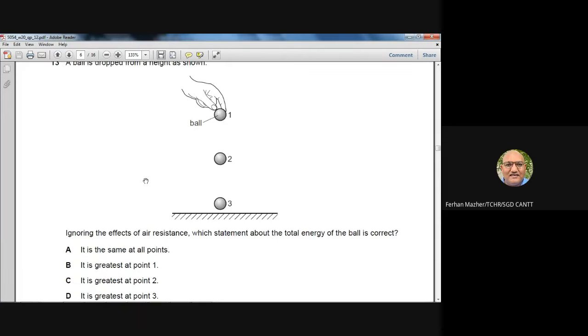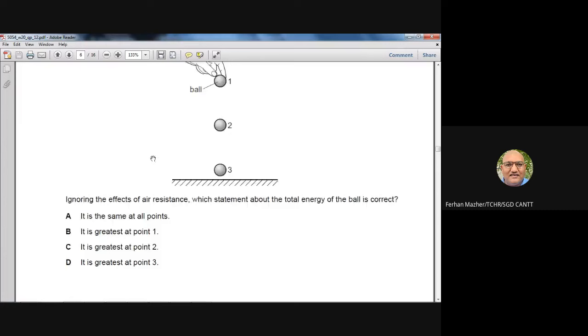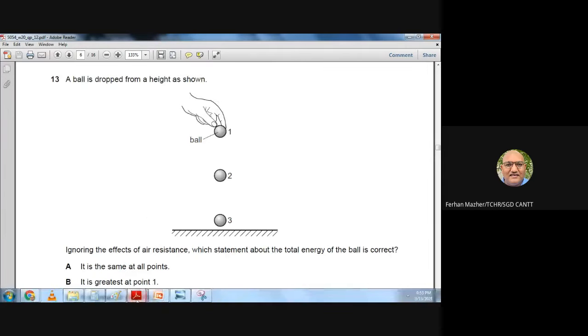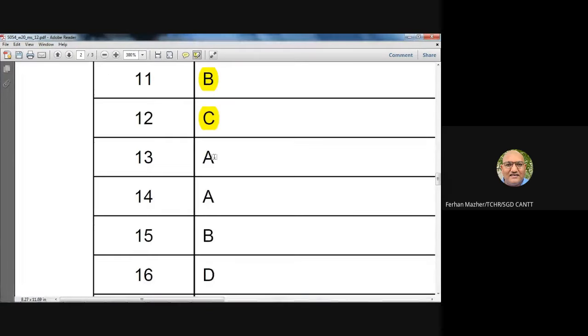So look at the options which are given. It is the same at all the points. That looks the right answer. It is greater than point 1, that's wrong. It is greater than point 2, that's wrong. It is greatest at point 3, that is also wrong. So A looks the right option. Question number 13, A is the right option, sir.